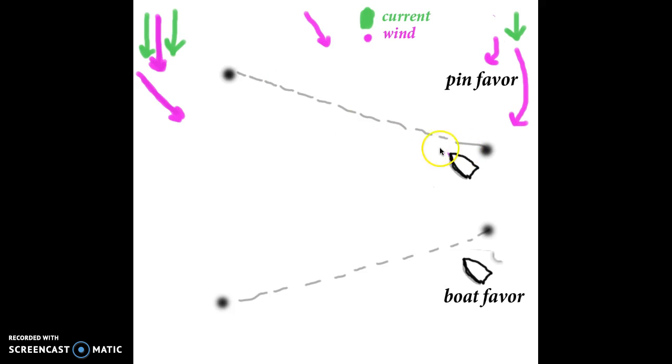It takes a lot longer to get to and to cross a pin favored starting line than it does a boat favored starting line. If the whole fleet accelerates at 10 seconds on a boat favored starting line, they're all going to be over at it. On a pin favored starting line, there's a very good chance that much less of them will be over early.